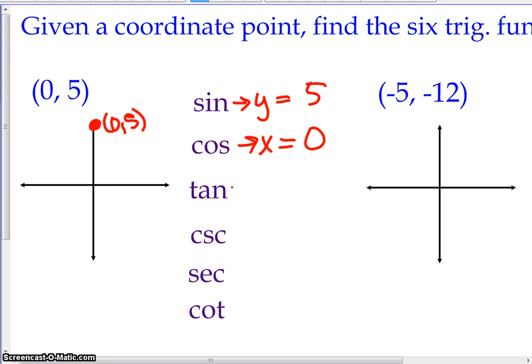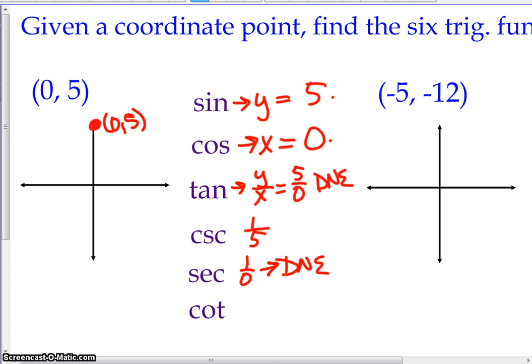The cosine still is the x, which here is 0. The tangent still is y over x, which in this case is 5 divided by 0, which you can't do. It does not exist. You can't have that 0 in the denominator. Cosecant, I'm just going up here and thinking of that sine as 5 over 1, so the answer is 1 over 5. Secant, I'm thinking of 0 as 0 over 1, so it's 1 over 0, which does not exist. You cannot divide by 0.